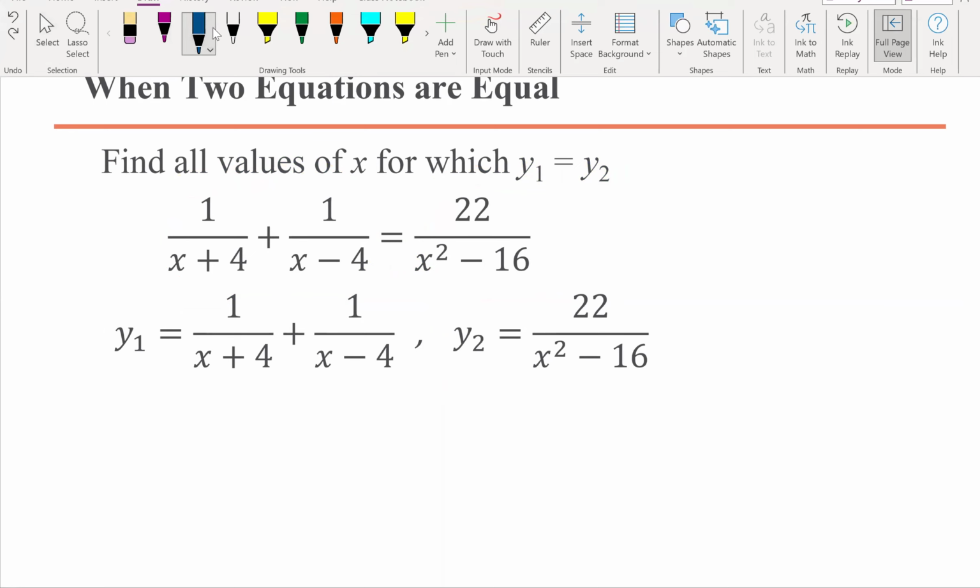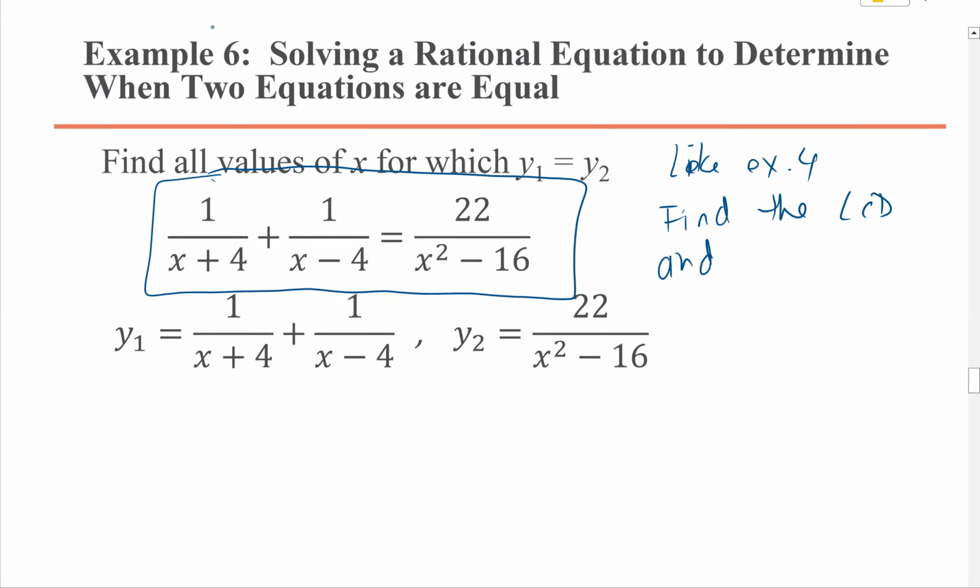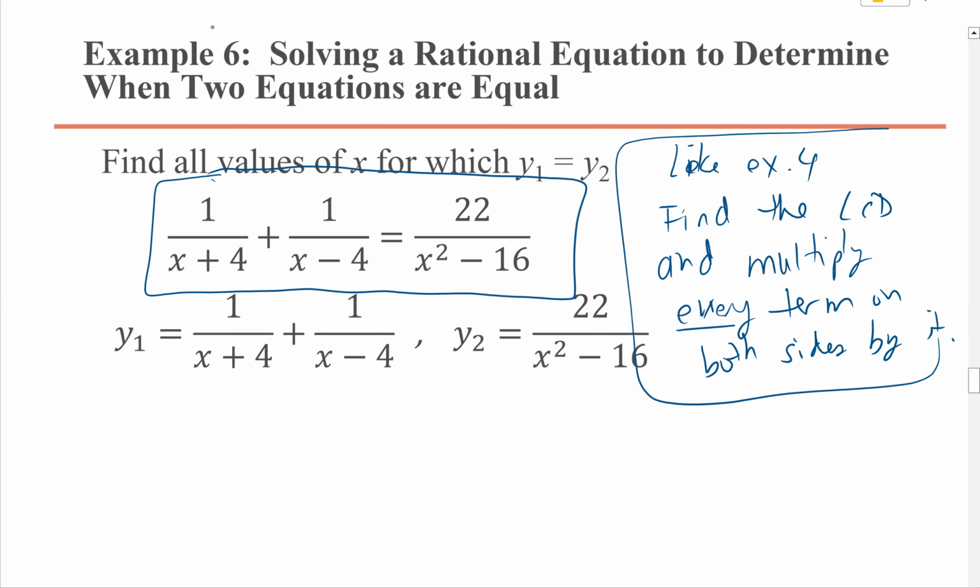I'm just going to focus on this. So the same idea, but this is much more complicated. It's got x squared minus 16. I want to do the same thing though, like example 4. I need to find the least common denominator of all the denominators and multiply every term on both sides by it. These are the exact same steps, but finding the LCD is going to be more complicated.